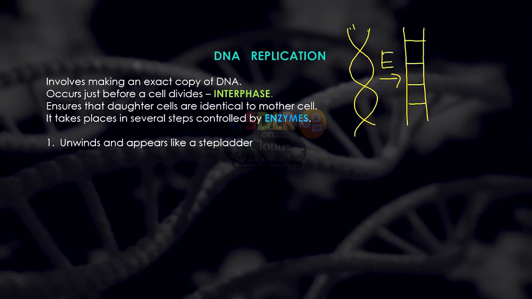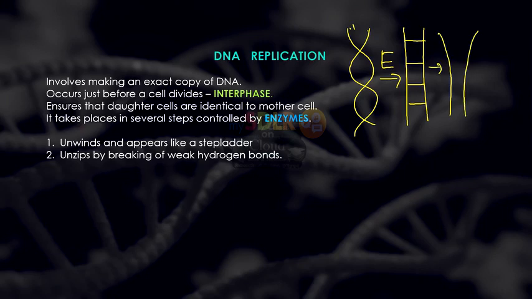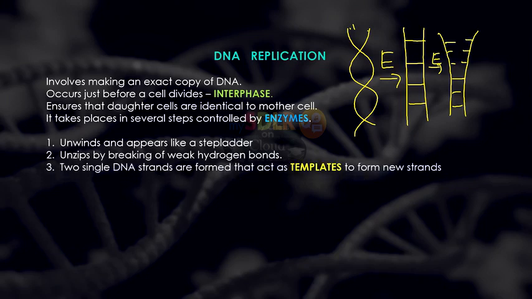The next step is it unzips. To unzip, it has to break the weak hydrogen bonds. Again, a stage controlled by enzymes. When the strands have unzipped, you land up with two single strands of DNA. Each of these strands now acts as a template to form new strands.